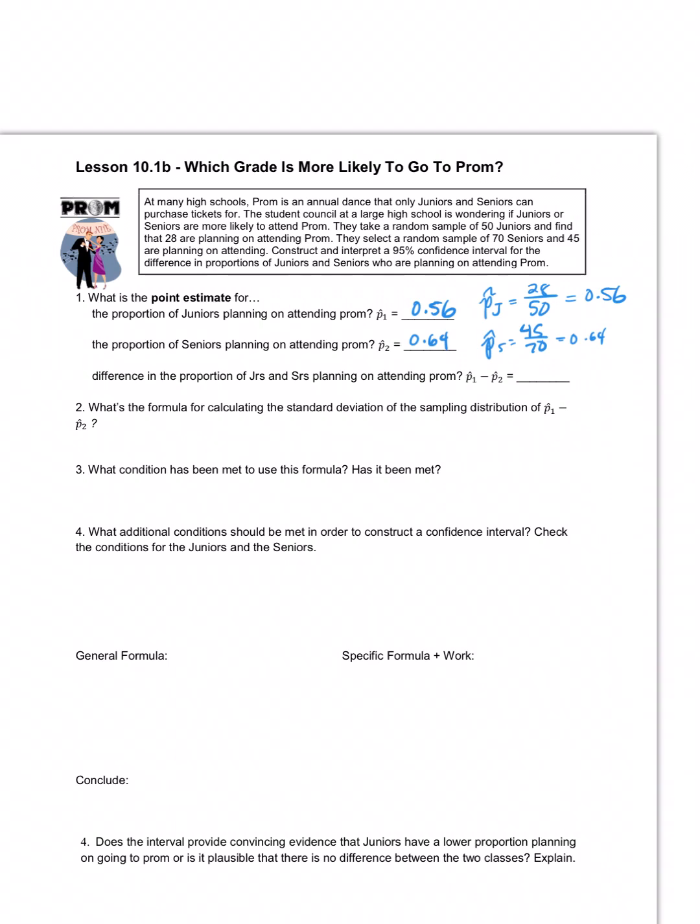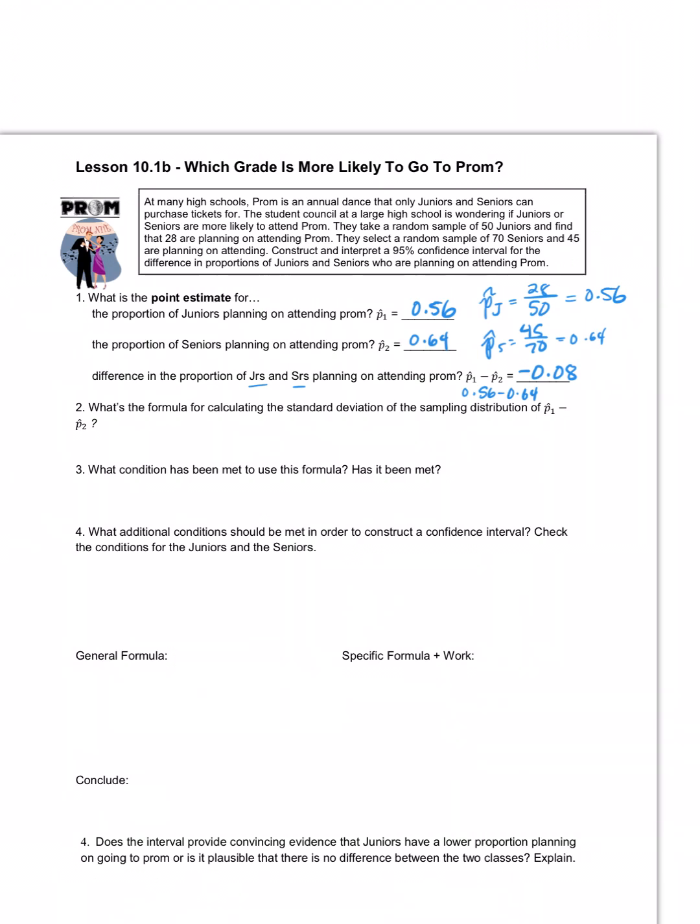Now, the way that this simulation sets it up, it's calling juniors p hat 1 and seniors p hat 2. So it says, what is the difference in proportion for juniors and seniors? So it's taking 0.56 and subtracting 0.64. And it comes up a negative number, and that's okay. That gives me negative 0.08. That just means that there are more seniors than juniors, right? Because it's subtracting juniors first.